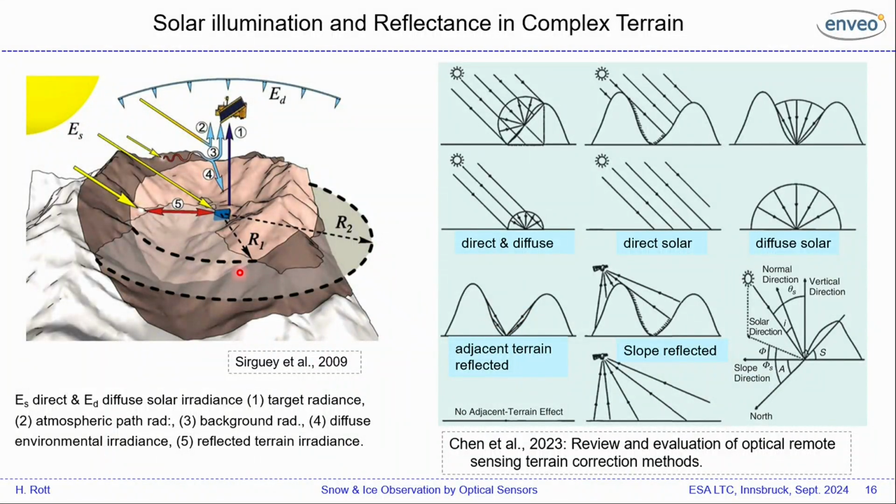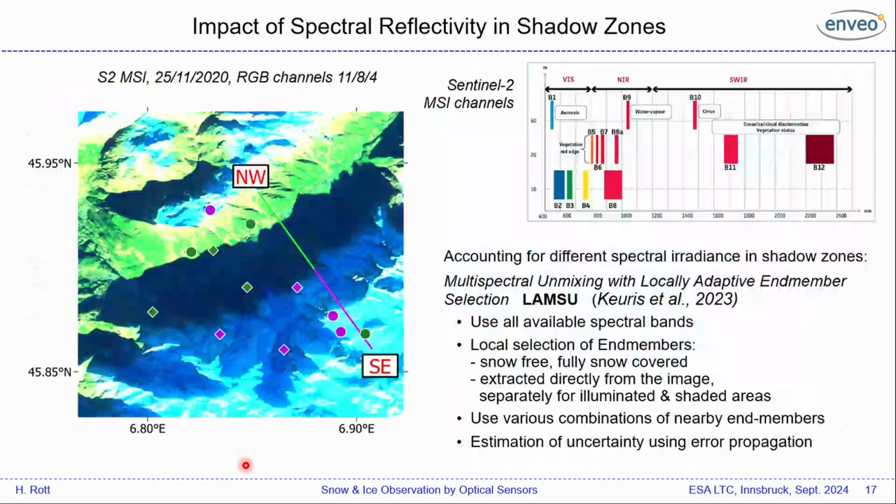It's shown here. And this is also illustrated here, where you have the atmospheric path radiance. This is direct. This is the reflected radiance, which we are mainly interested in. Then there's the background from opposite slopes. We have the diffuse and mantle. So it's not so easy. And this is an example how this may look like.